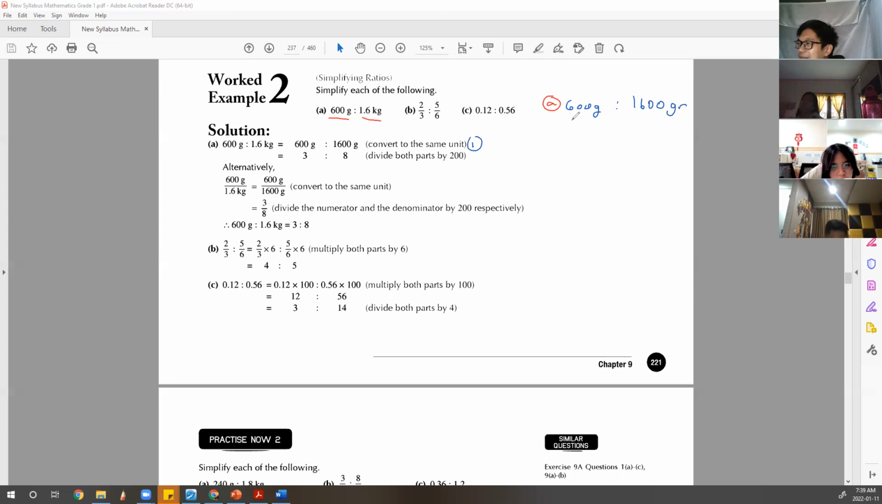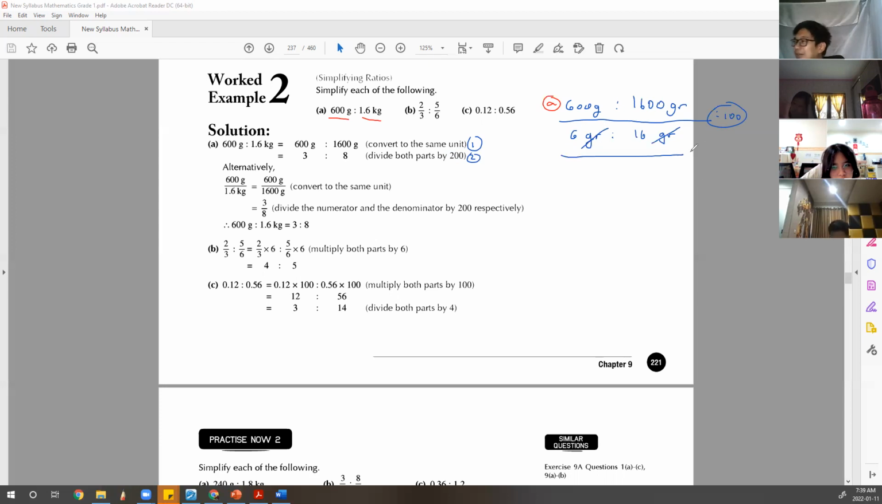Maybe you can divide by 200, and if this is the same, you get it directly. If you don't think of that, you can divide by 100 first. So 6 grams and 16 grams, right? And remember, if they are the same unit, they can be crossed out. No need for units, no units, remember.